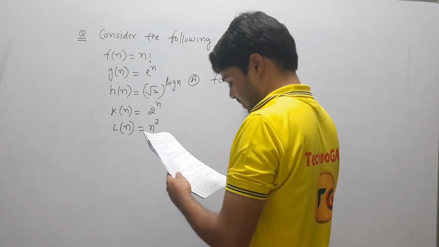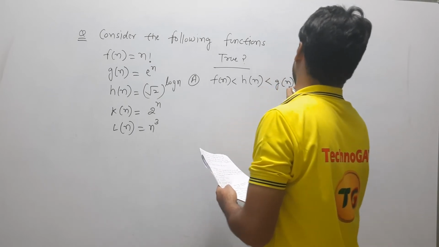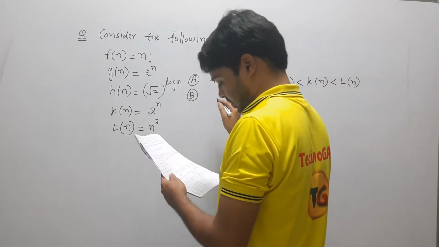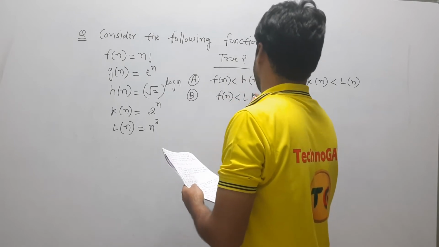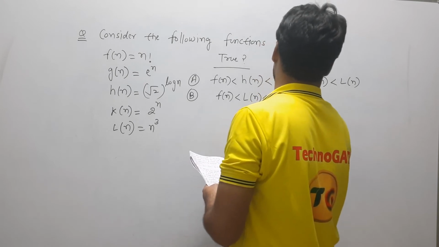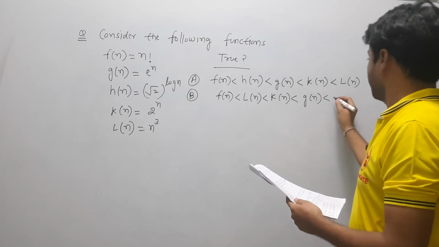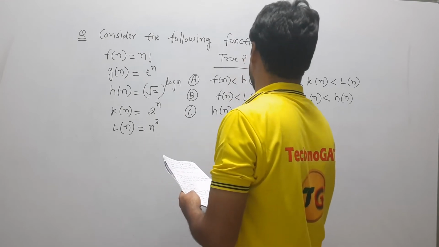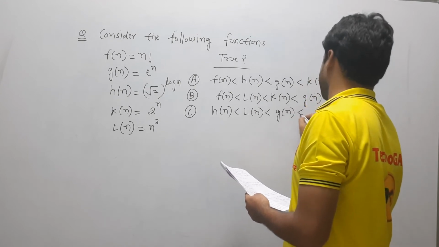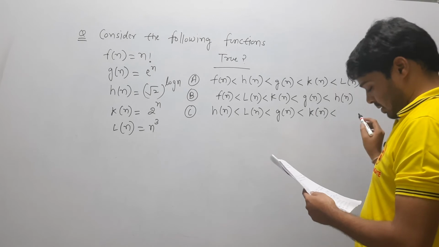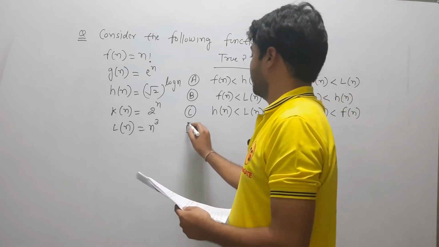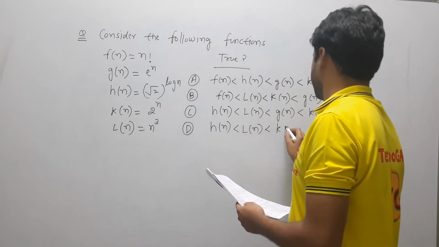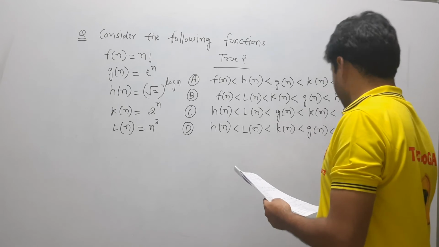A is f(n) less than h(n) less than g(n) less than k(n) less than l(n). B is f(n) less than l(n) less than k(n) less than g(n) less than h(n). C is h(n) less than l(n) less than g(n) less than k(n) less than f(n). D is h(n) less than l(n) less than k(n) less than g(n) less than f(n).